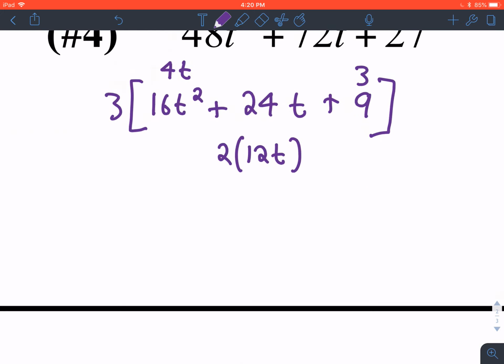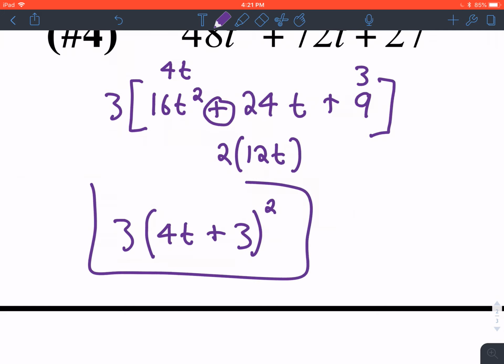So this is a perfect square trinomial, which means we're going to have 3 times parentheses squared, and we're going to put the first square root right here, 4t, and the last square root right here. And this symbol is positive, so we're going to put a what? We're going to put a positive symbol. And there is our answer.